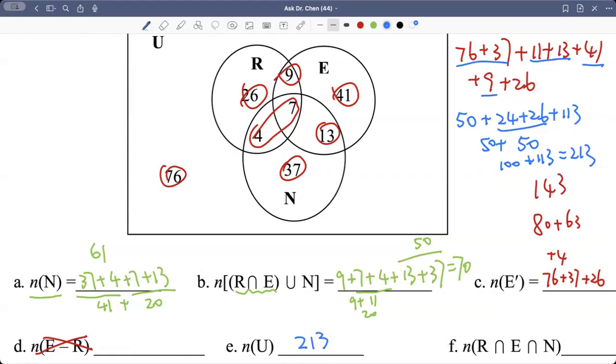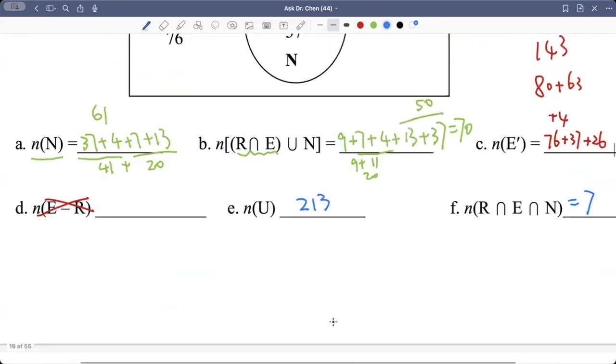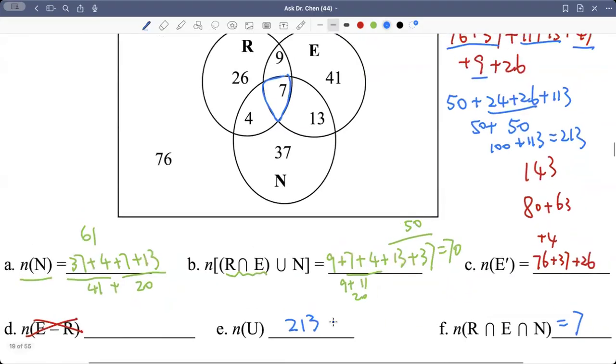Okay, let's see F. Cardinality of R intersected with E intersected with N. So how many in the intersection of all three? 7. Right, so this 7 is in the intersection of all three. So that's just equal to 7. Okay, let's finish this. So this is a Venn diagram.